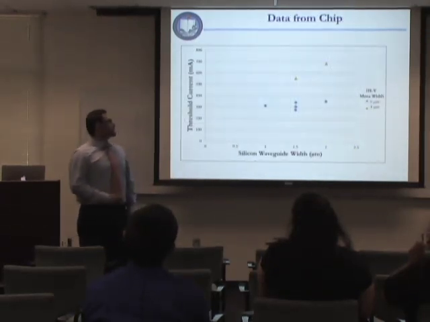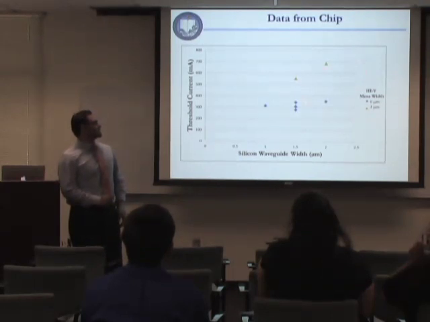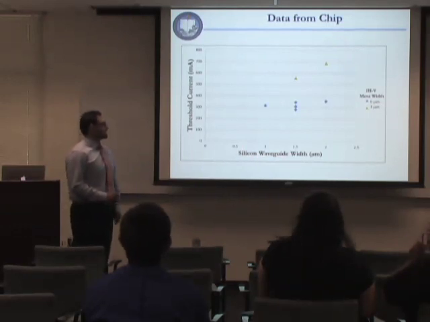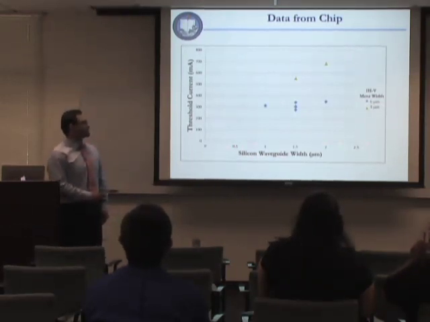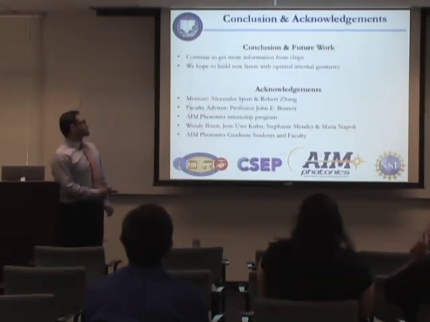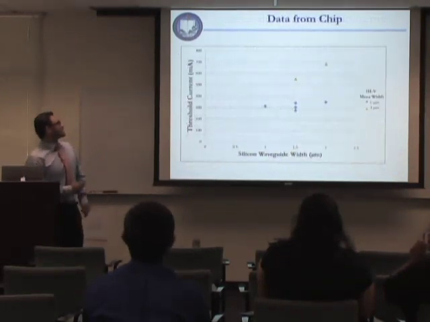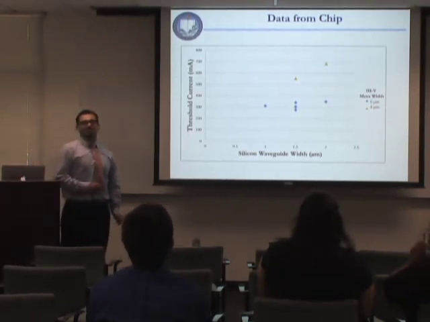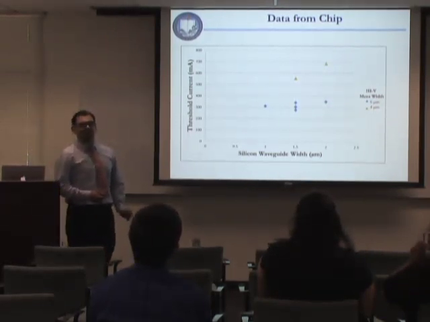Here are several different devices that I have tested and gotten data from. Here you see our silicon waveguide width. It varies from 0.5 to 2.5, and there's more. Also, we have our threshold current over here on the left. These green and blue show the mesa width, the 3.5 mesa width. As of right now, we have only gotten data from several of these devices.